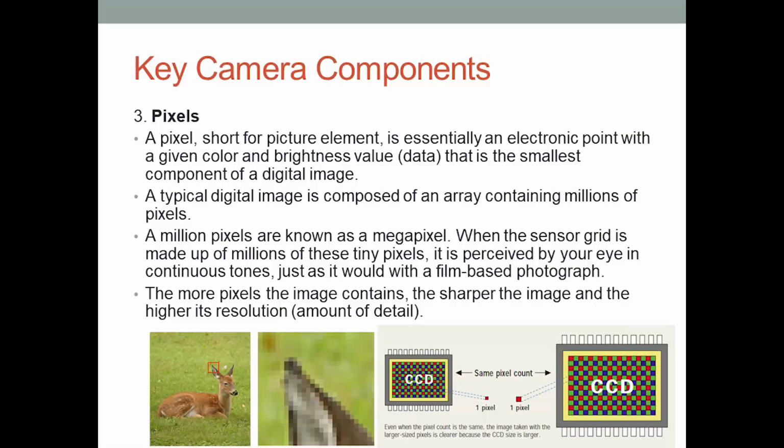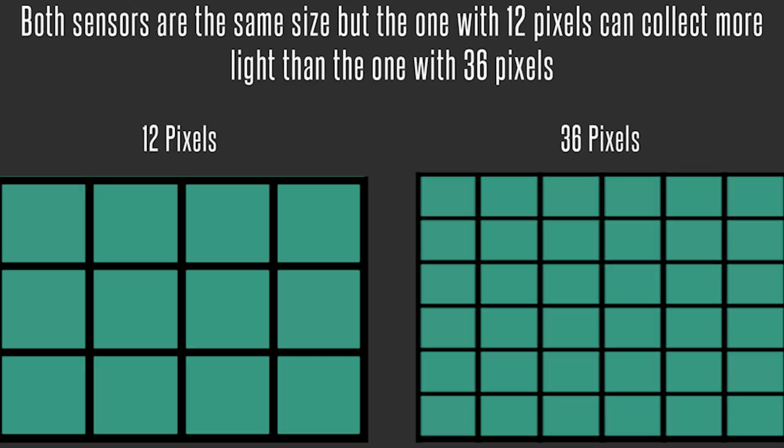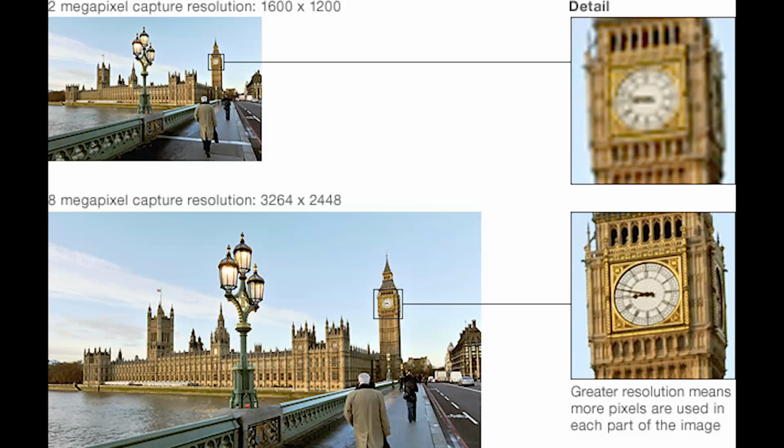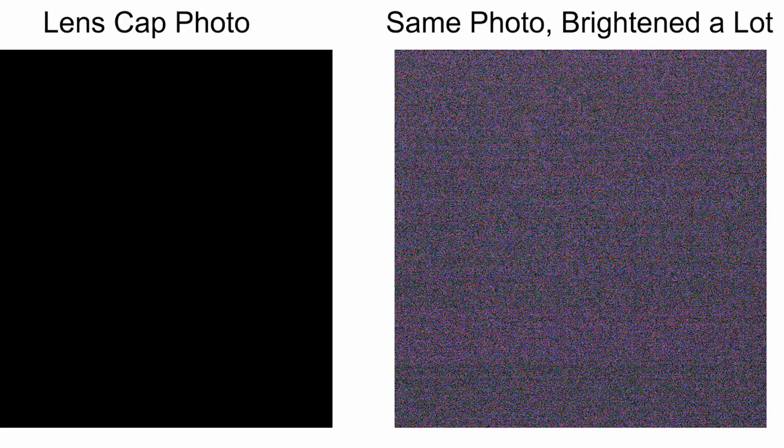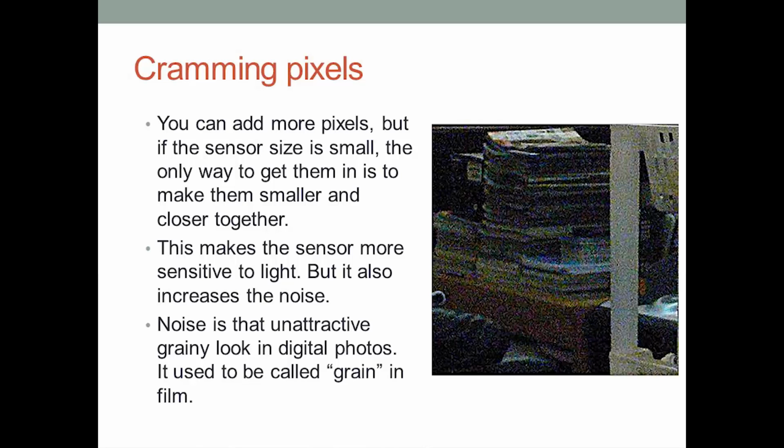When the sensor grid is made up of millions of these tiny pixels, it is perceived by your eye in continuous tones, just as it would with a film-based photograph. The more pixels the image contains, the sharper the image and the higher its resolution. You can add more pixels, but if the sensor size is small, the only way to get them in is to make them smaller and closer together. This makes the sensor more sensitive to light, but it also increases the noise. Noise is that unattractive grainy look in digital photos. It used to be called grain in film.